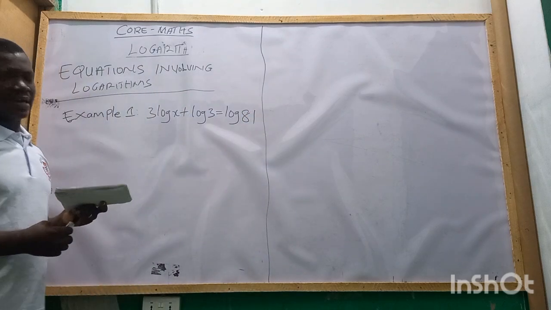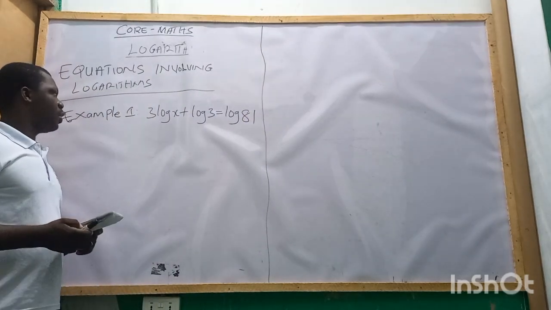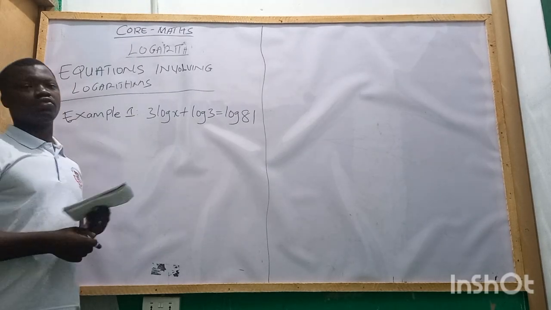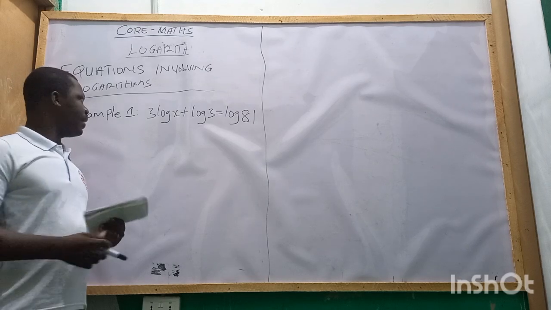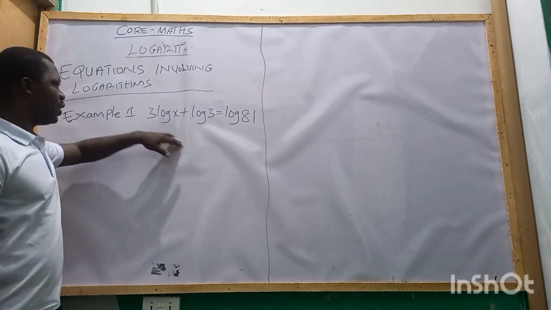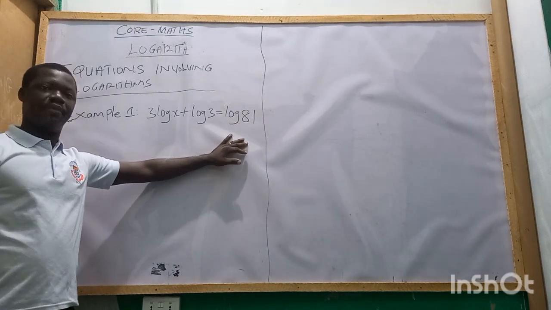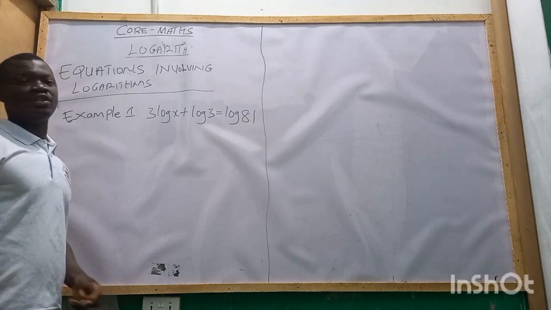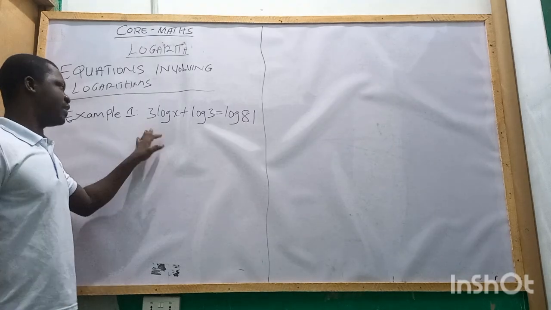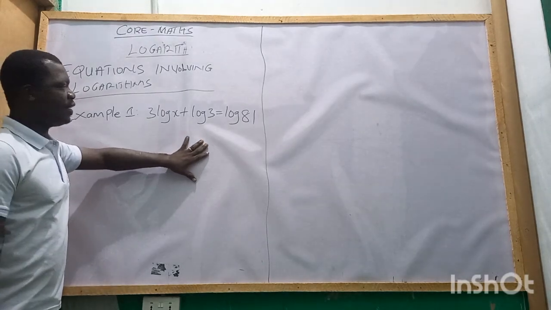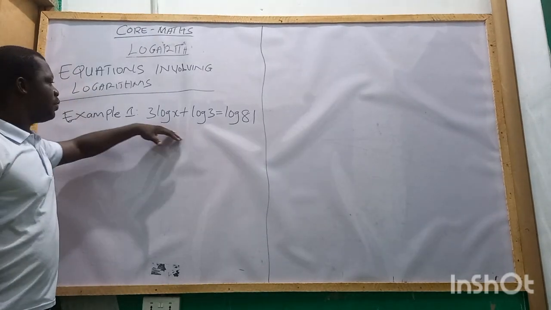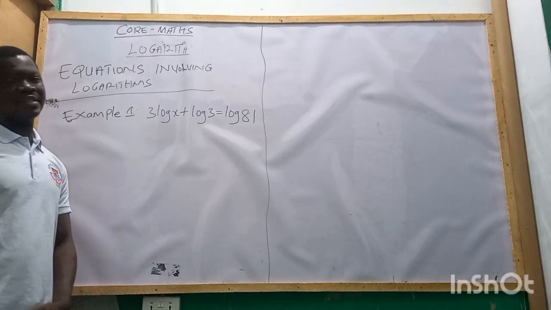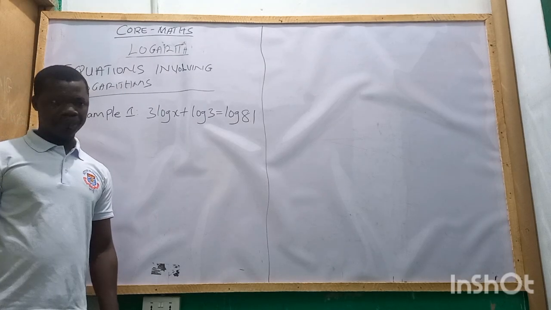Okay, so this is our example: 3 log x plus log 3 is equal to log 81. Bear in mind that whenever we write log without the base, it is in base 10. So whenever you see any log without any base, it is in base what? Base 10. So take note. Since it's base 10, I won't worry myself to write base 10. When there is no base, it means we are working in base 10, right?